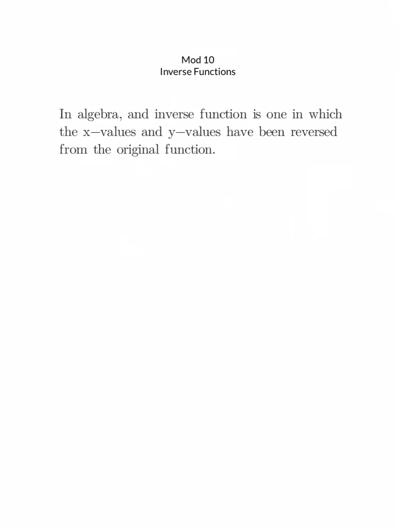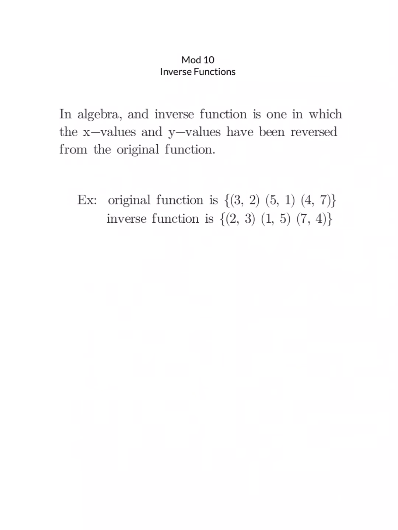Back in algebra, you learned about inverse functions. An inverse of a function is one in which the x values and the y values have been reversed from the original function. So for example, if your original function is the points (3, 2), (5, 1), and (4, 7), your inverse function would be (2, 3), (1, 5), and (7, 4).